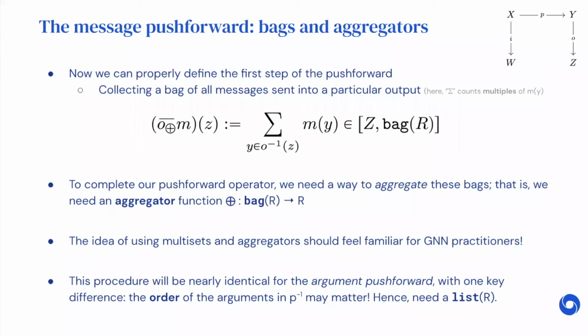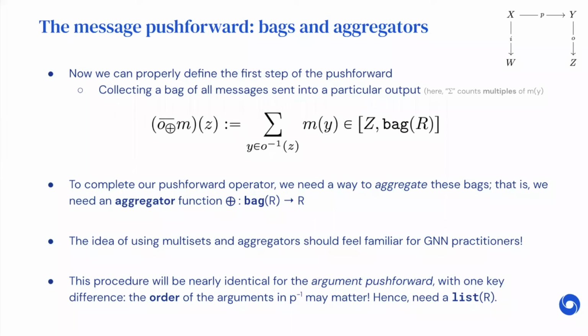This idea of building a multiset and then having an operator that reduces it to just one value should be very familiar to people who worked with GNNs before, because this is the standard theoretical tool we use to analyze GNNs, right? We build multisets of neighbors, of neighbor features, and then we reduce them using a permutation invariant aggregator. And actually, this procedure is very, very similar for the second push forward, the one that sends arguments to messages. But one key difference, when you apply a function over arguments, the order might matter.